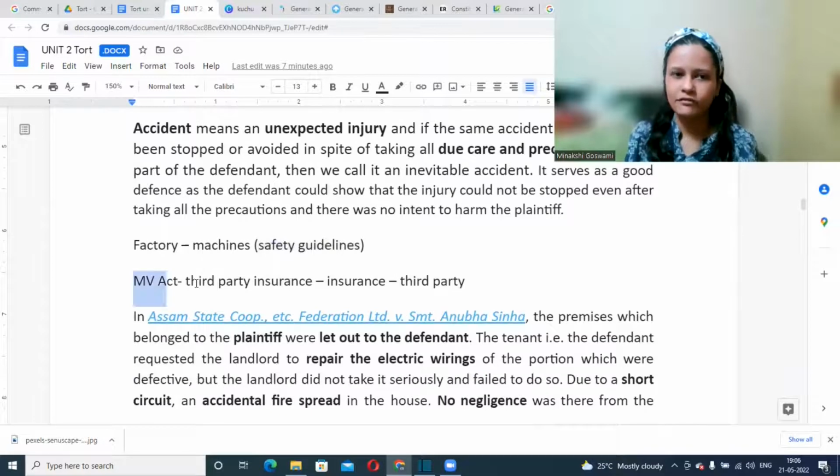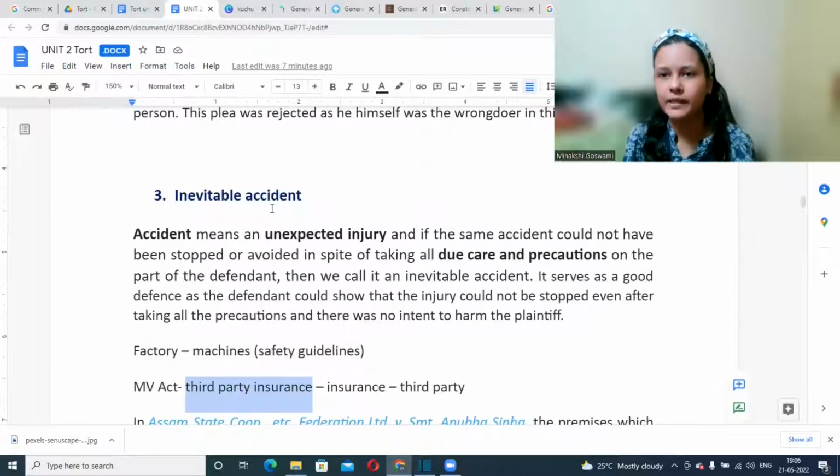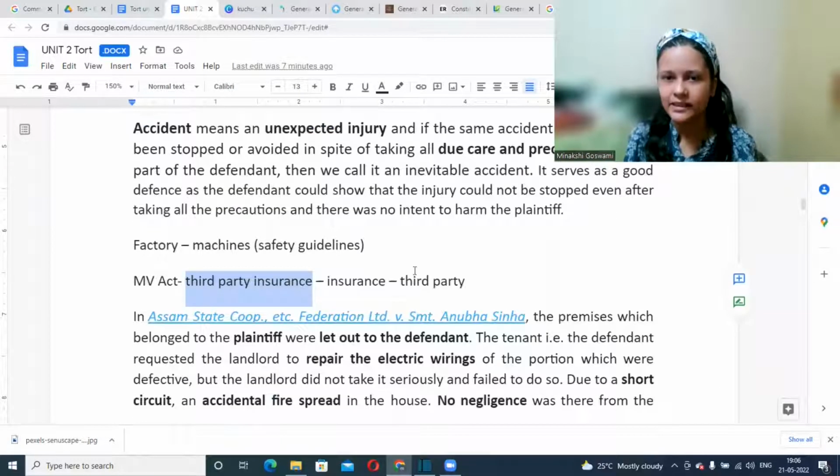In the same way, in the Motor Vehicles Act, we have the concept of third party insurance, because it might be an inevitable accident. It's just a situation which you could not avoid, and another person ends up suffering loss because of you. That's why it is made mandatory that if you do not have a valid third party insurance, it is a crime. It's mandatory, you need to do it, because an inevitable accident might happen.